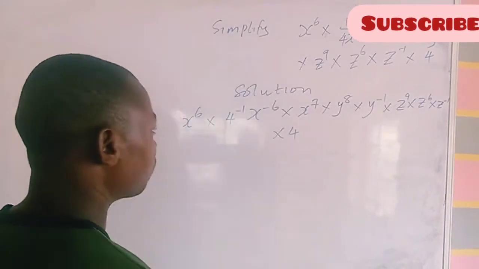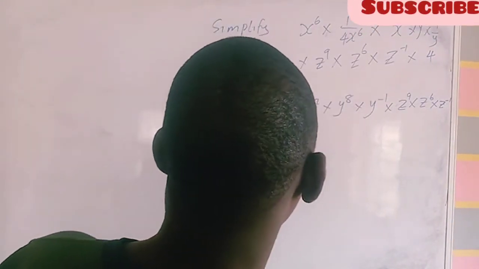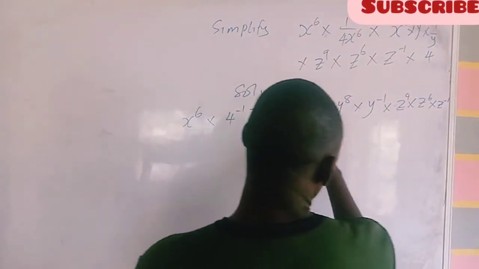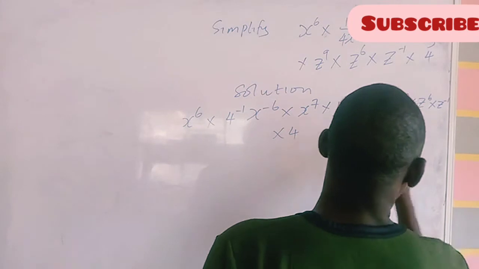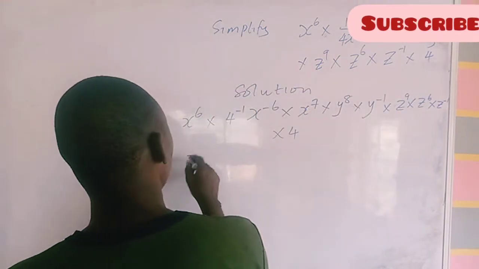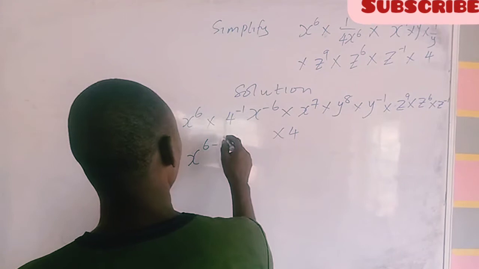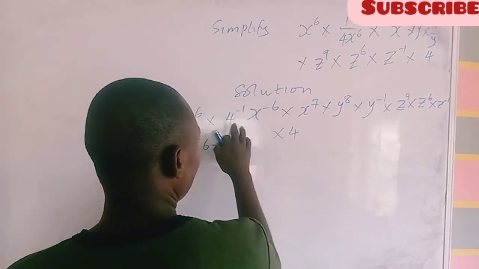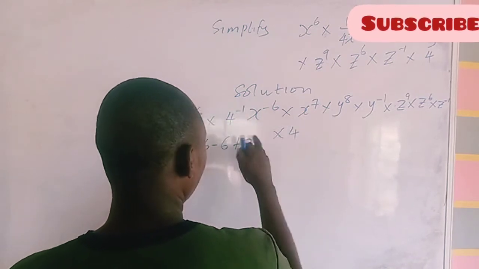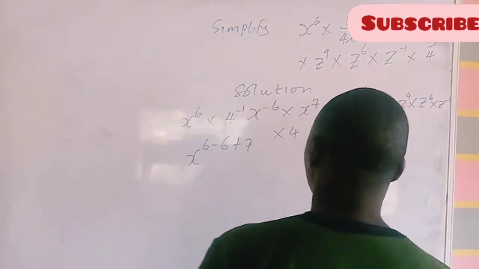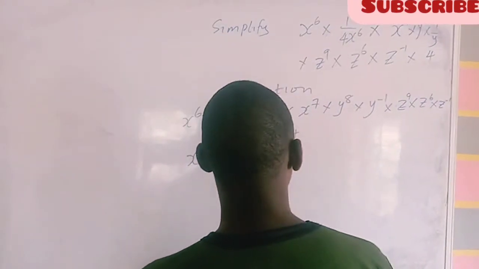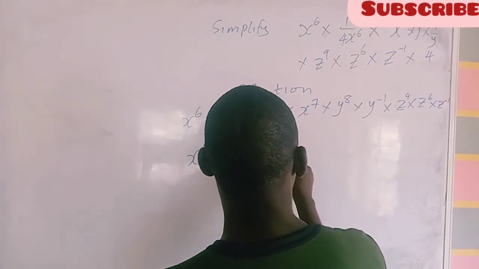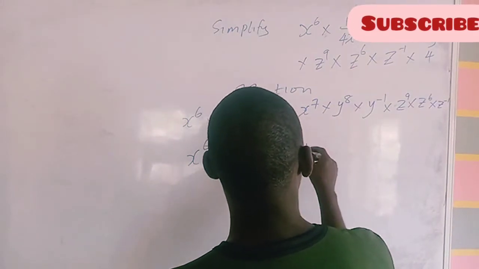So we quickly handle them one after the other. So these are x. All the x, we bring them together. So that means I have x raised to power 6 minus 6 plus 7. Don't forget that this 4 cannot be joined with this x, because it's a whole number. So times 4 raised to power minus 1 plus 1.